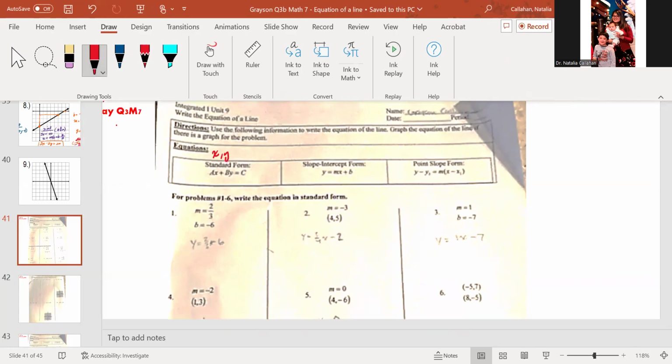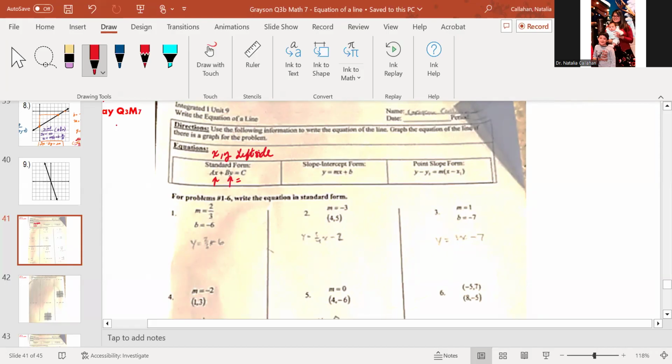The x and y are located before the... What are you talking about? I don't know what you're talking about. There's no b on standard form. The x and y are located on the left side of the equation. Do you see that? Do you see the equation sign right there? Yeah.